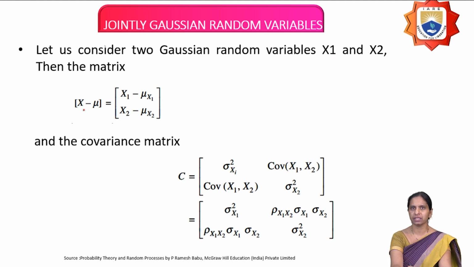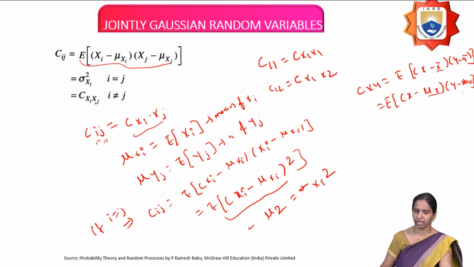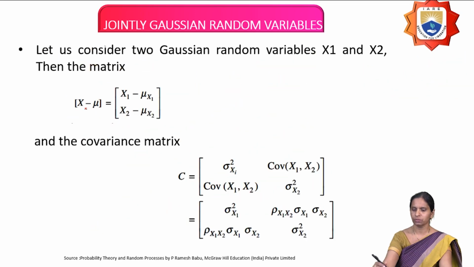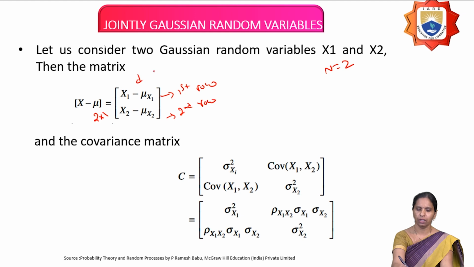Then what is the matrix x minus mu? Previously, what is the size? It equals n cross 1. If n equals 2, for two random variables, what is the n value here? 2. Therefore, what do you get here? 2 cross 1. 2 rows. This is the first row and this is what? Second row. And only one column.